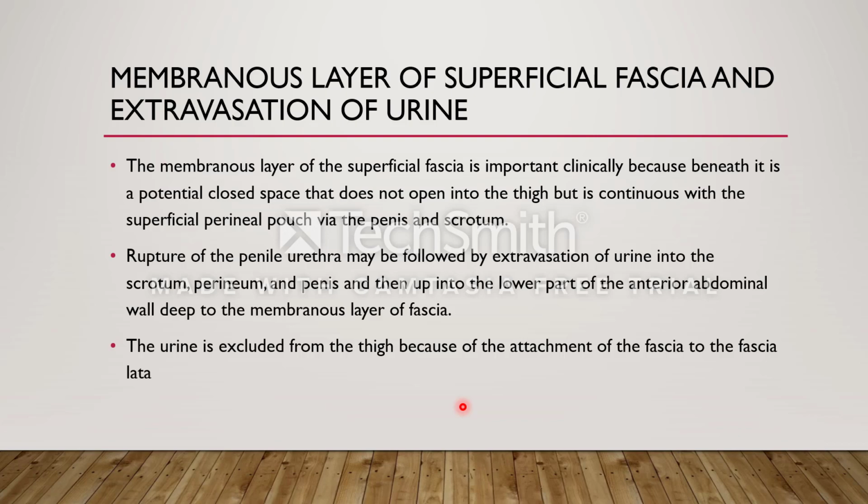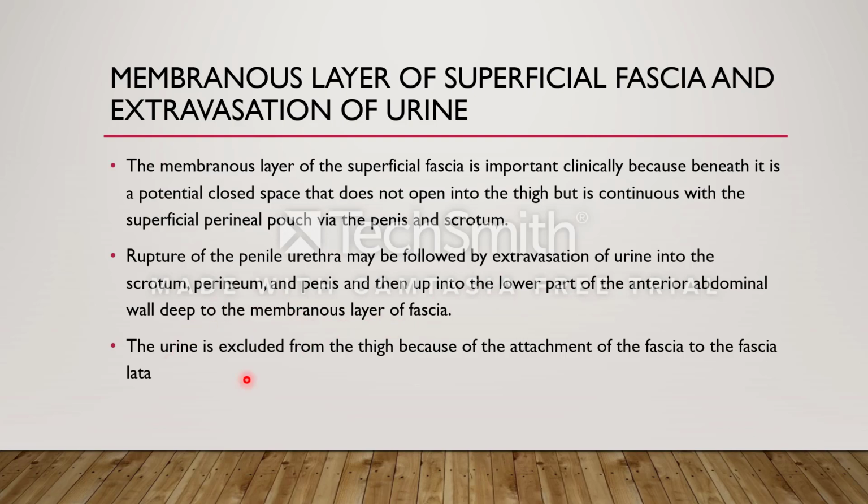Membranous layer of the superficial fascia and the extravasation of urine. The membranous layer of the superficial fascia is very important clinically because beneath it there is a potential closed space that does not open into the thigh, but it is continuous with the superficial perineal pouch via the penis and the scrotum. If there is rupture of the penile urethra in some road traffic accident or any kind of trauma, it may be followed by the extravasation of urine. That is, the urine will come out from the penile urethra into the scrotum, into the perineum and the penis, and then up into the lower part of the anterior abdominal wall, deep to the membranous layer of the fascia.